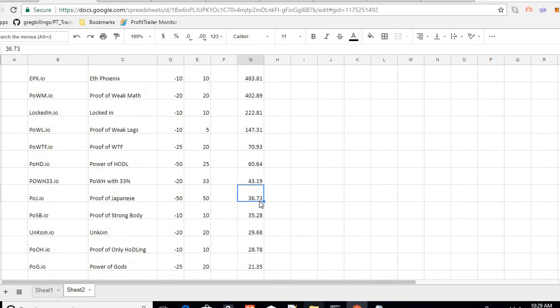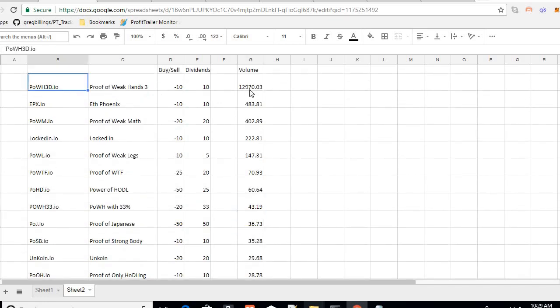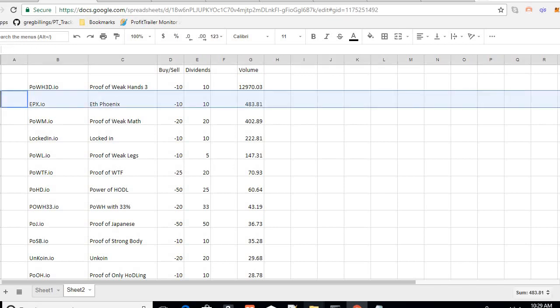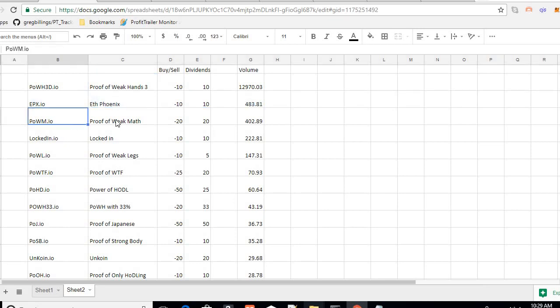Their volume's not too bad, but obviously the one with the highest volume is Proof of Weak Hands 3D. It's at the top. Then you have Ethereum Phoenix. This is an older one. I believe it even came before Proof of Weak Hands. I might be wrong, but I think it came before Proof of Weak Hands. And then my second favorite is here, Proof of Weak Math. Lockedin is also pretty popular. It's number 4 on the list. And then Proof of Weak Legs is number 5, and then we keep going down.